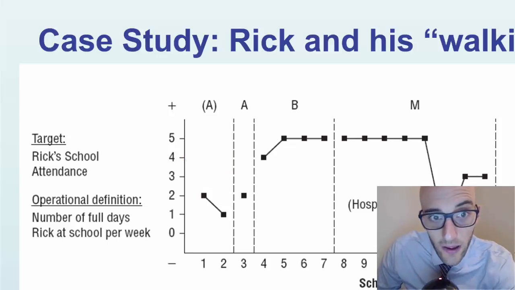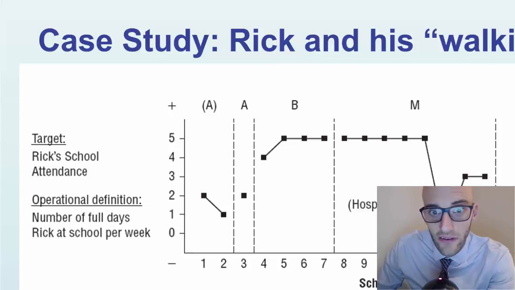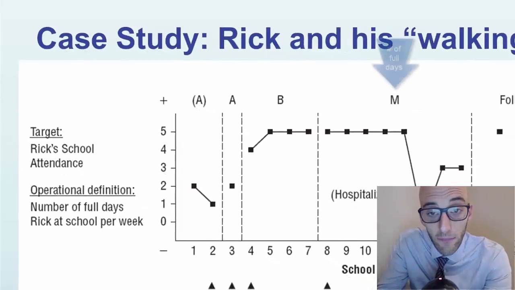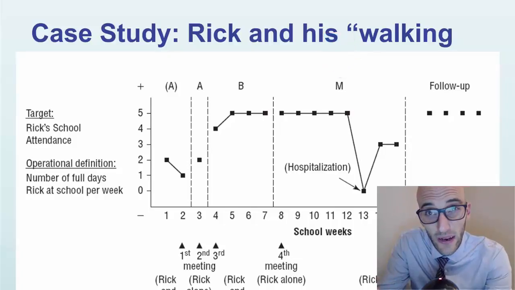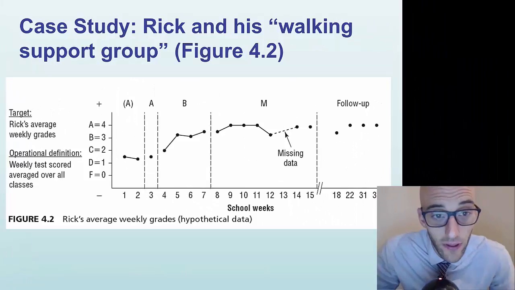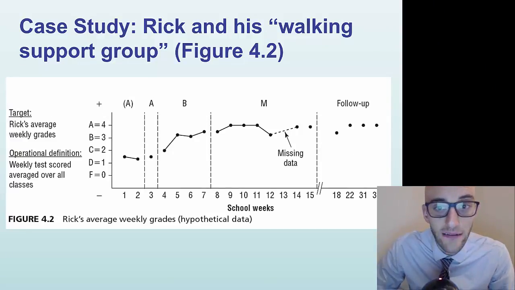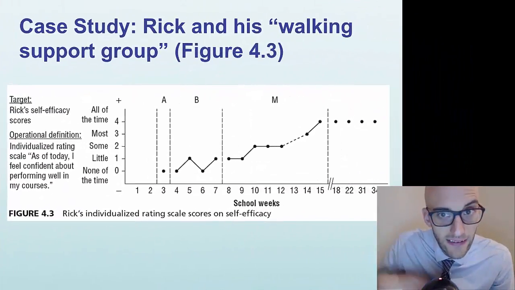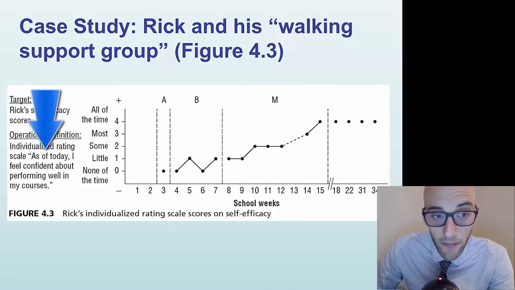As we move over to the B phase, which is the intervention phase, he starts to go 4 to 5 days a week. An M phase would be a maintenance phase, where maybe there's just supportive intervention, but not like a regular intervention, or maybe a less frequent intervention, and then follow-up. This is another example, but this is overall test score averages over school weeks, so weekly grades. Another example here of baseline, intervention, and a maintenance phase. And lastly, individualized rating scale: "As of today, I feel confident about my performance."